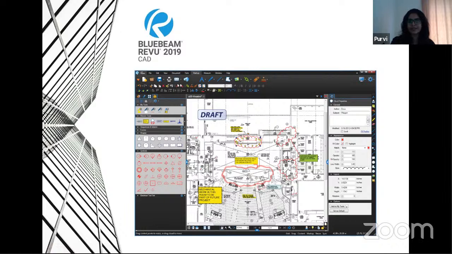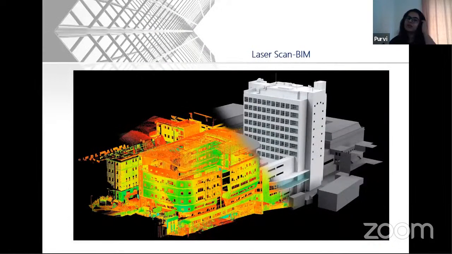This is a laser scan to BIM. Now, what is a laser scan? Sometimes when we are working with projects, it is impossible for you to model them as is in Revit, because there might be situations where you don't have the dimensions of that particular building. Suppose it is a historical building, or a private building where you're not allowed to go and take the measurements or anything.